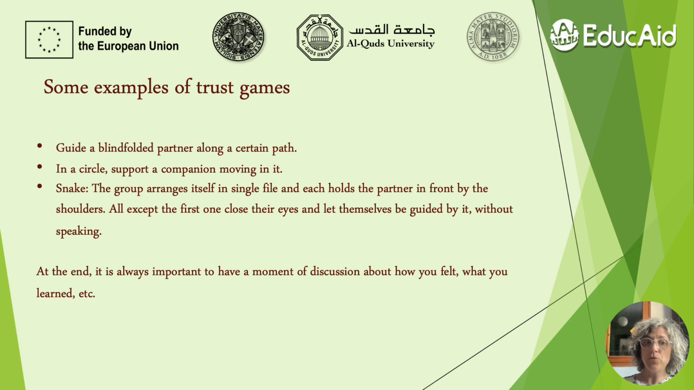There are also several trust games that we can play with students in order to create trust between them. For instance, guiding a mate blindfolded along a certain path, or in a circle supporting a companion moving in it, or we can play the game of the snake. So the group arranges itself in a single file and each holds the person in front by the shoulders. All, except the first one, close their eyes and let themselves be guided by him or her without speaking.